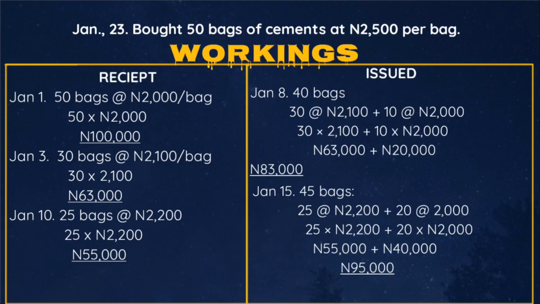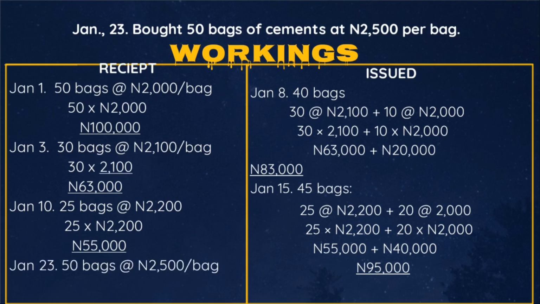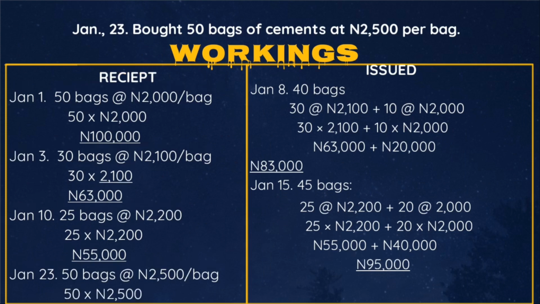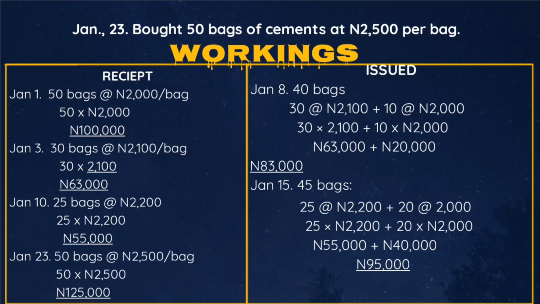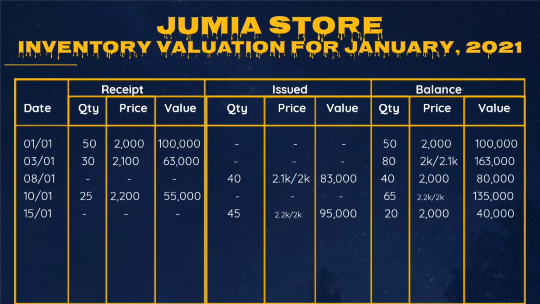Let's go to our workings. January 23, 50 bags of cement at 2,500 per bag. So that is going to be 50 times 2,500. If we multiply 50 times 2,500, that will give us 125,000 naira. So let's go back to our inventory account.